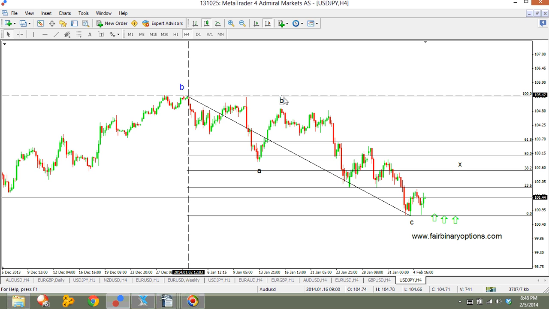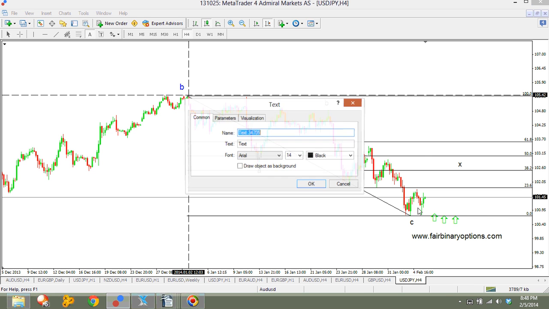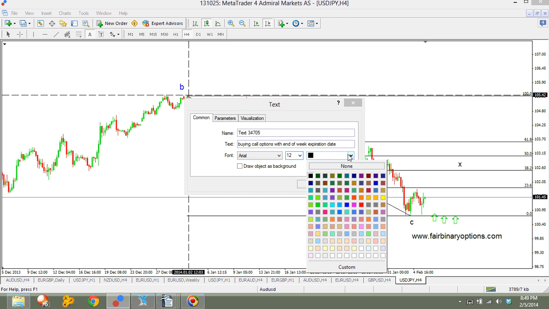We are kind of not being held by the time element for this elongated flat, as the C wave needs to go almost double the time taken for wave A and wave B. But I've seen this in the past, and I would say that it is not out of the question. Therefore, let's write on the screen our analysis, or our conclusion. We're looking to buy call options with an end of week expiration date. And this end of week expiration date actually comes this Friday.